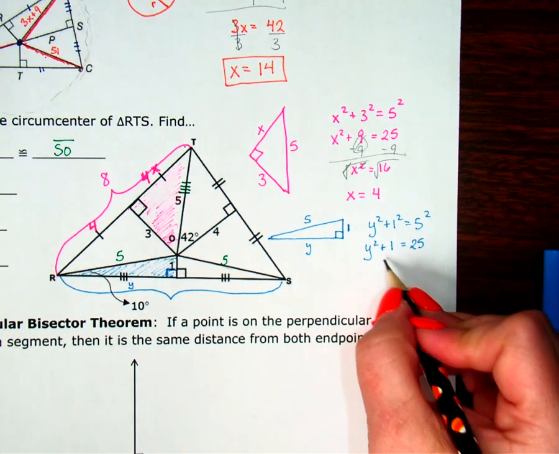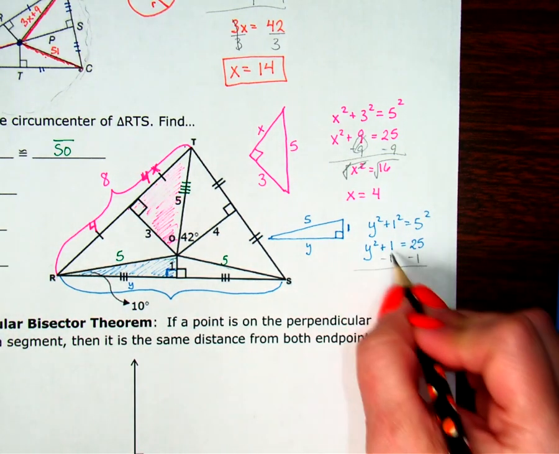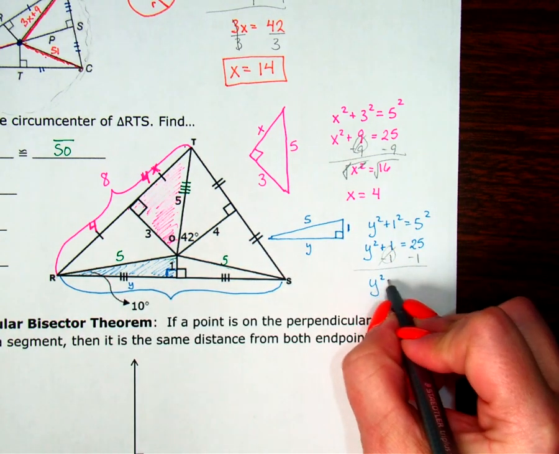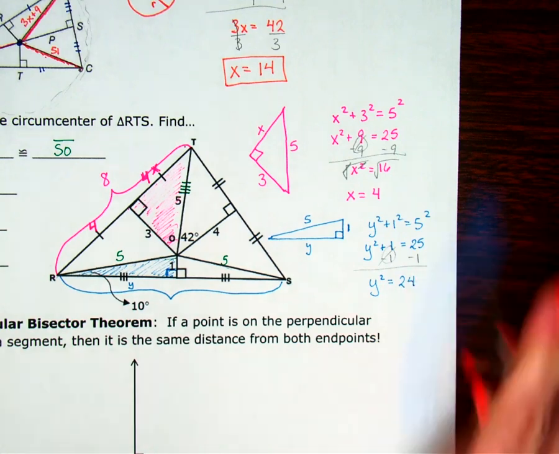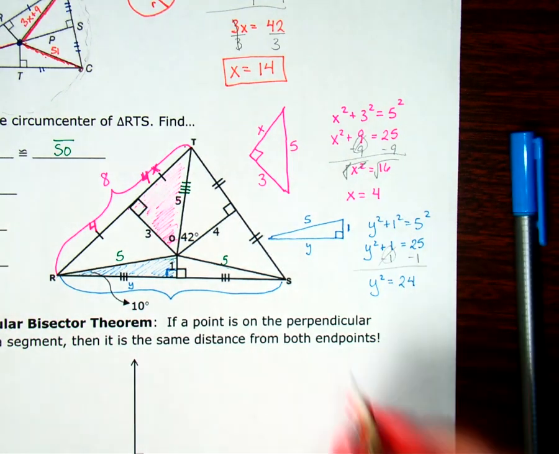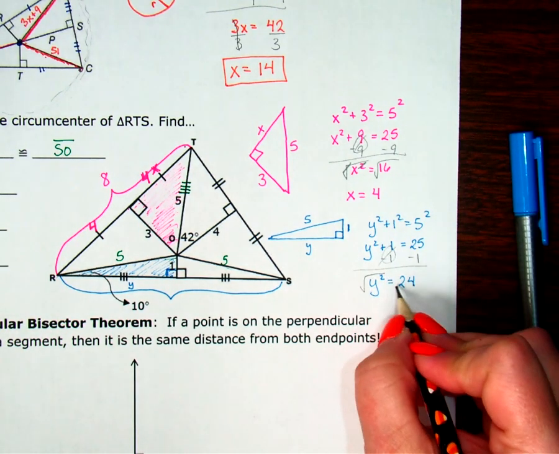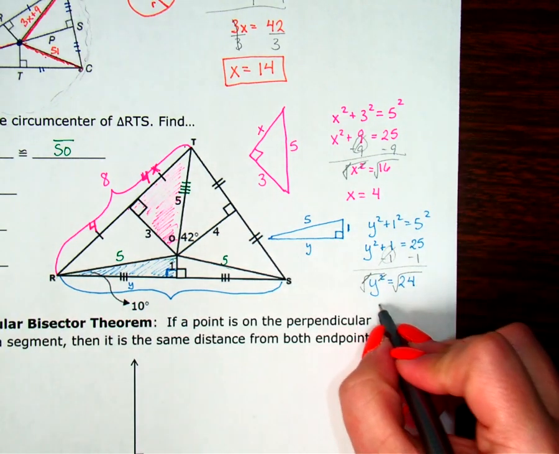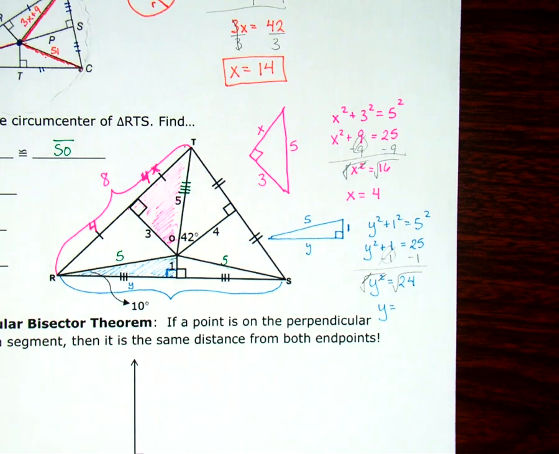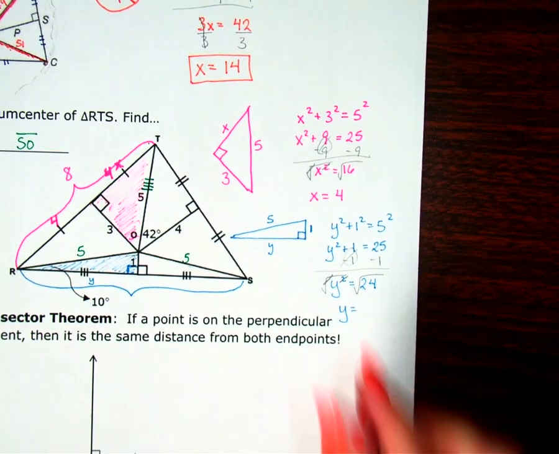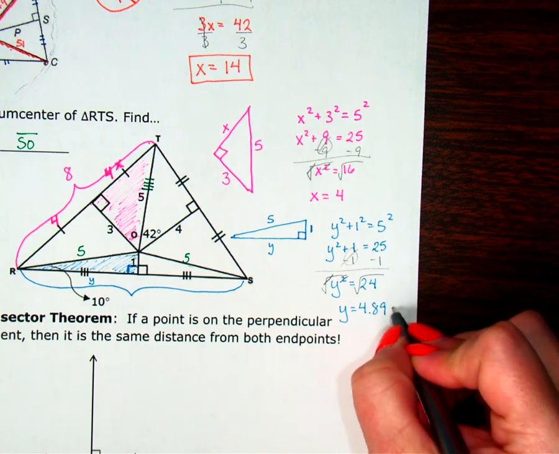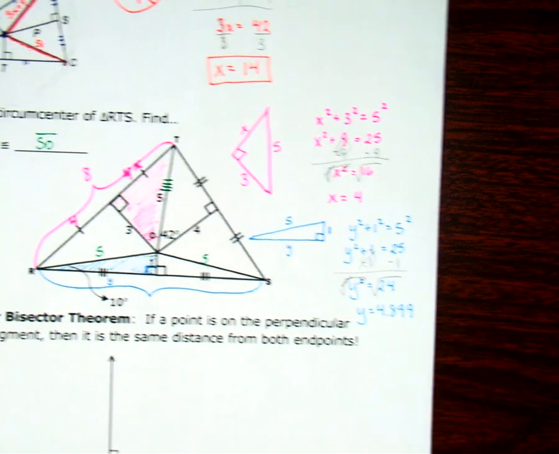I'm going to subtract 1 on both sides. Y squared equals 24. And then to unsquare, I'm going to square root. And y is going to turn out to be a decimal. It's okay, I'll round it to 3 places. It's going to be 4.899 when I round correctly.